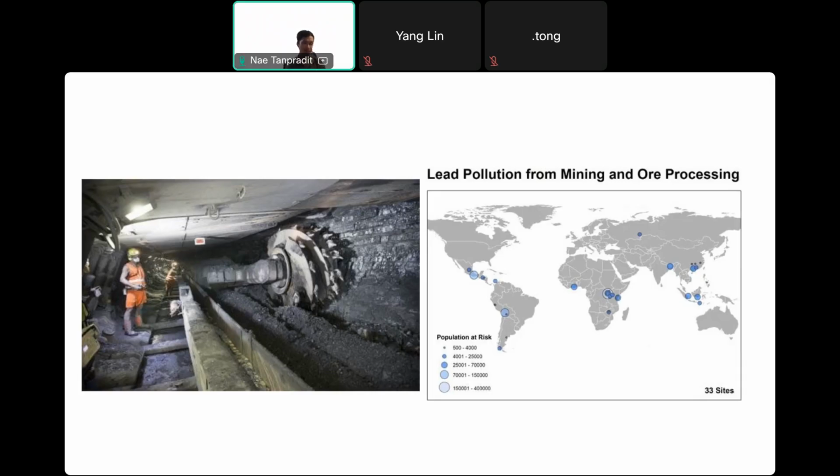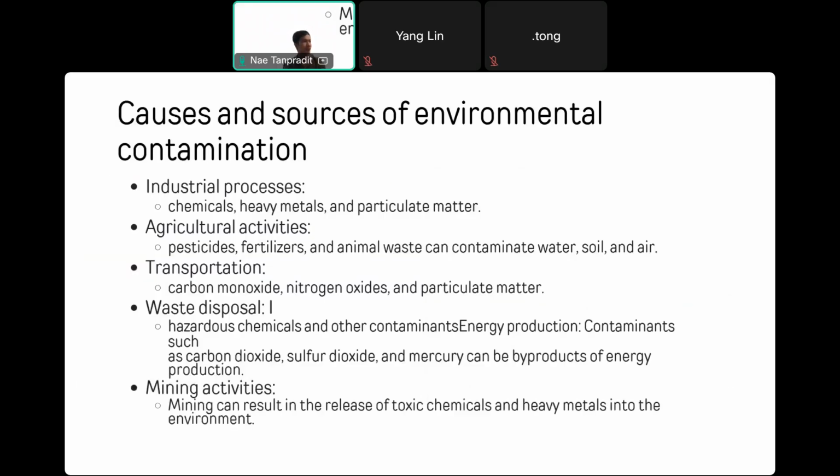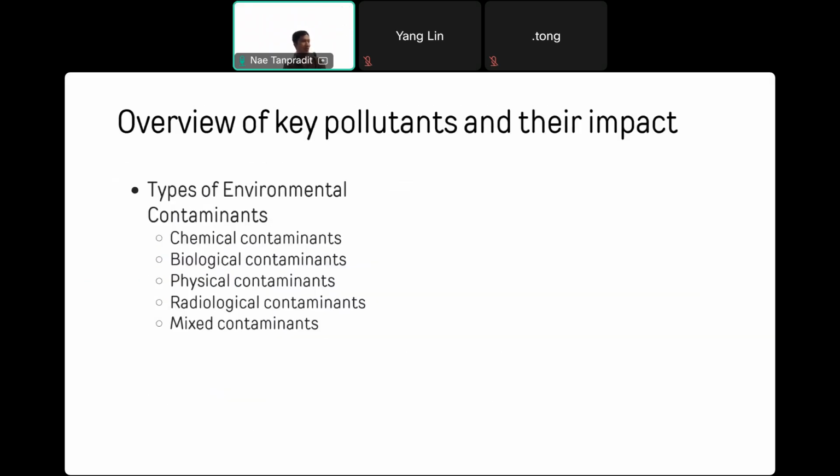and yes, it causes pollution, but we are okay because it's far from us. But there are local people who suffer from that mining also. And there are causes and sources of environmental contamination. Okay, I talked about this before.